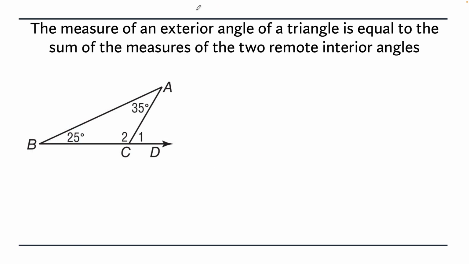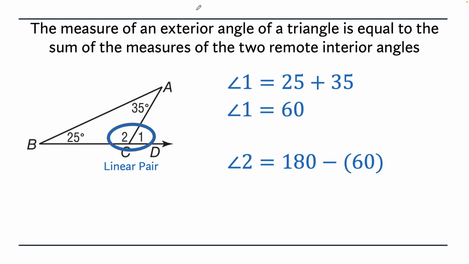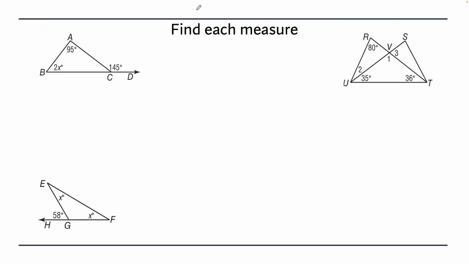So let's try that with another triangle. I want to find the measure of angle 1. That's the exterior angle. The two angles that are farthest from angle 1, the remote interior angles, are 25 and 35. So if I add those together, I'll get the measure of angle 1, which is 60. Now to get the measure of angle 2, maybe the quickest way is to recognize that angles 1 and 2 are a linear pair. They add up to 180. So I can just take 180 minus 60, and I know that angle 2 is 120 degrees.